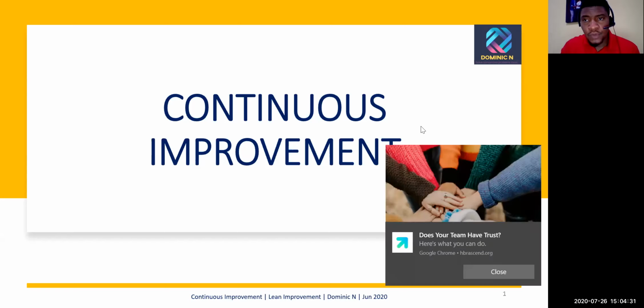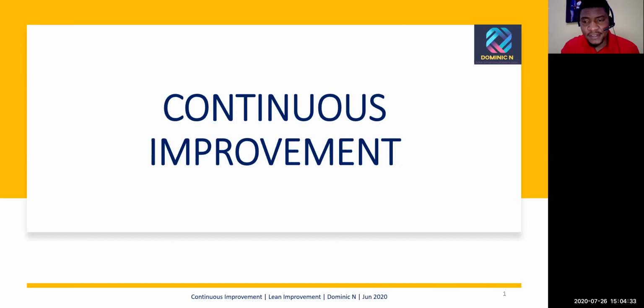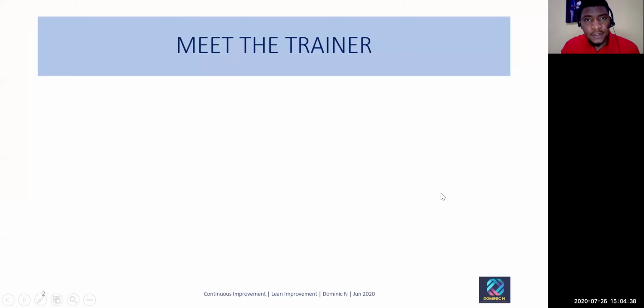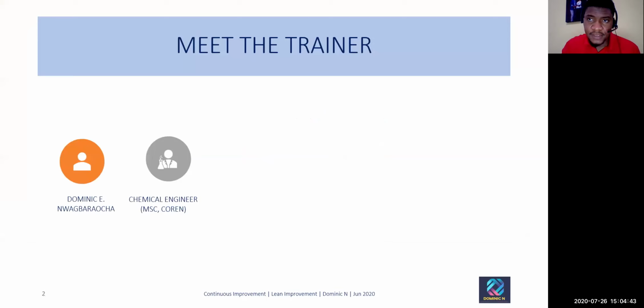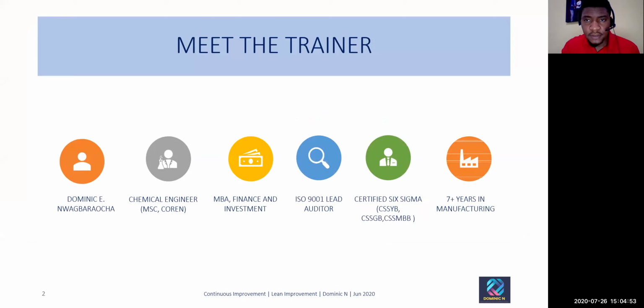Okay, so who am I? I think a little introduction about myself would help. So I'm Dominic Wangbarocha. I am a chemical engineer. I have an MSc in chemical engineering, currently certified. I have an MBA in finance and investment. I am an ISO auditor. I am a certified Six Sigma associate, black belt and master black belt. I have over 7 years experience in manufacturing.